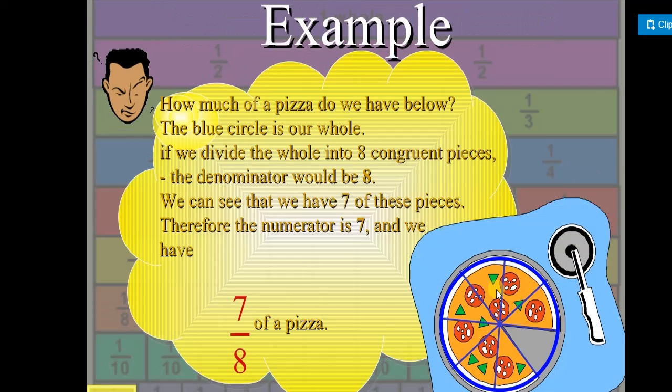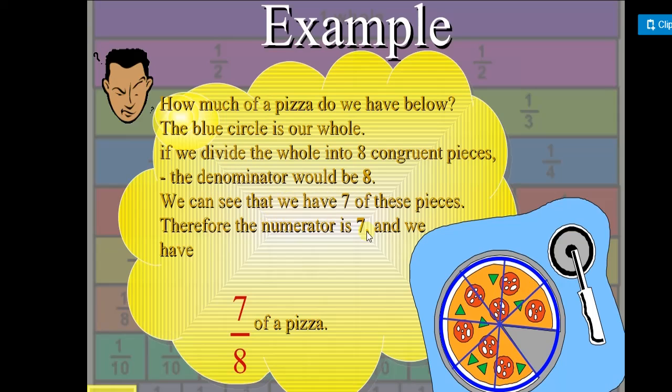Now let's have this particular example to understand more about fractions. How much of a pizza do we have below in this? The blue circle is our whole pizza. This is our whole pizza without cutting, okay? If we divide the whole into 8 identical pieces, we will get 8. These 8 slices represent the denominator here, okay?